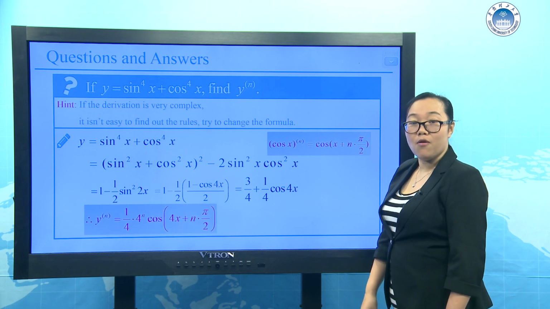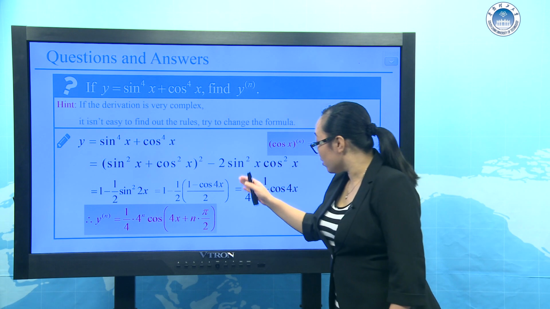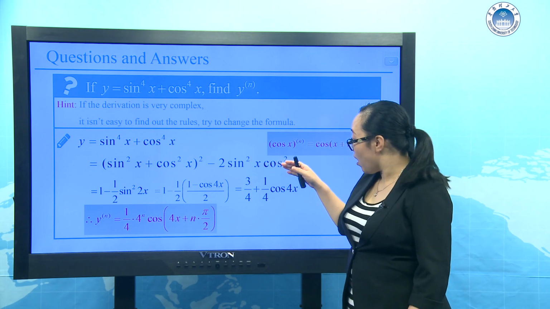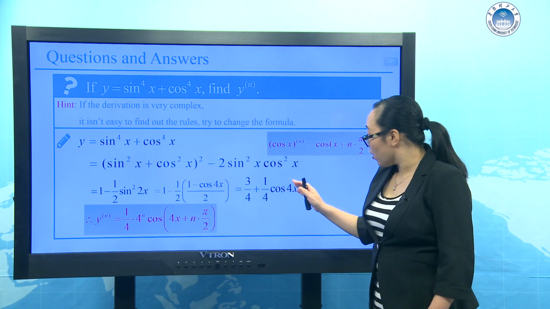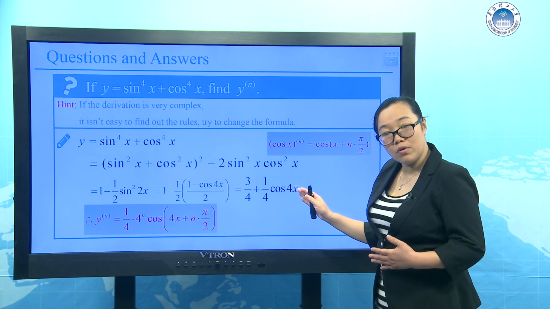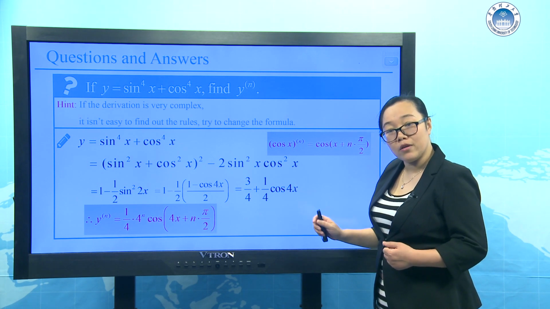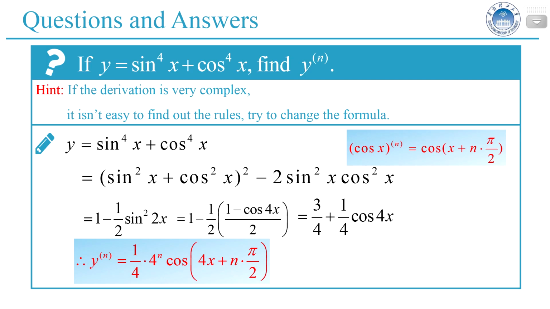So we can get y's nth derivative. The first term equals 0. For 1 over 4, it is our k taken out. Cosine kx: how many times we differentiate means how many factors of 4. So this means 4 to the power n times cosine of (4x plus n times half pi). It is our final expression.